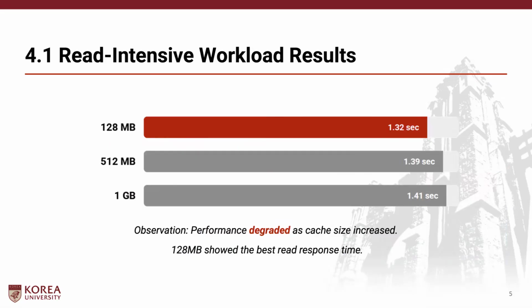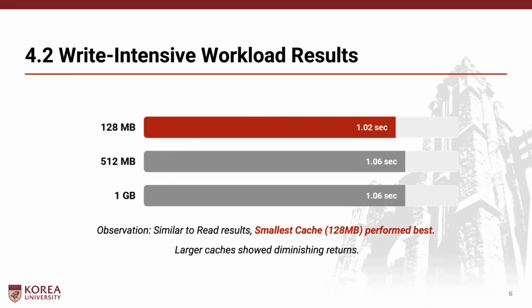Starting with the read-intensive workload, the result was quite surprising. The smallest 128 megabytes configuration achieved the fastest response time of 1.32 seconds. In contrast, the 1 gigabyte model, which has 8 times more memory, was actually slower at 1.41 seconds, showing a performance drop of about 7%.